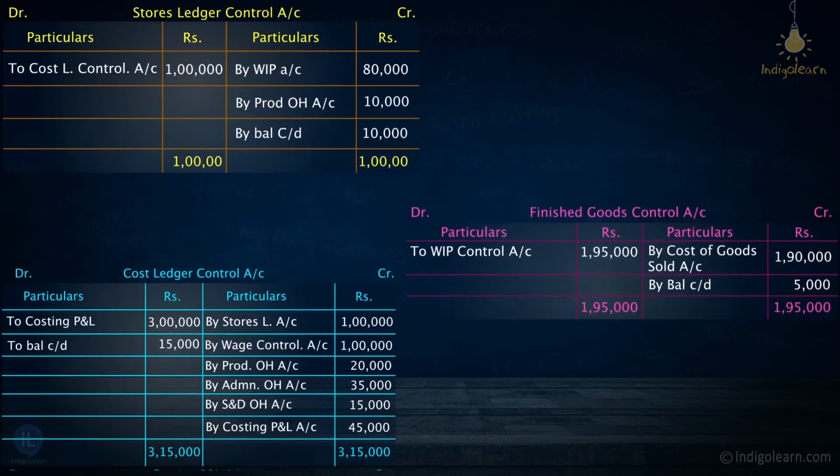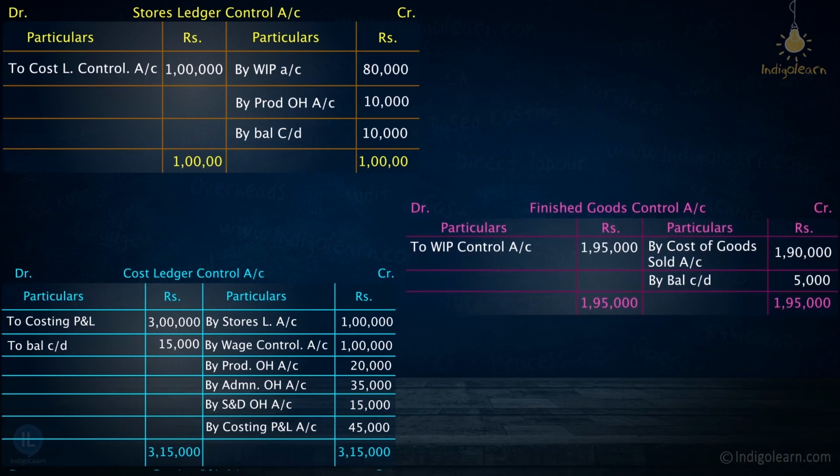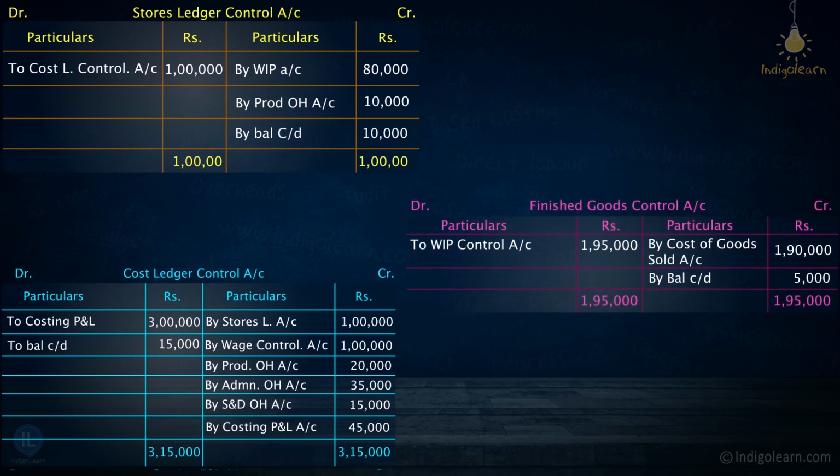So we have only 3 accounts now with closing balances. One, we have the cost ledger control account, which has a credit balance of rupees 15,000. We have the stores ledger control account or the material control account with a balance of 10,000, and we have the finished goods ledger account with a balance of rupees 5,000.